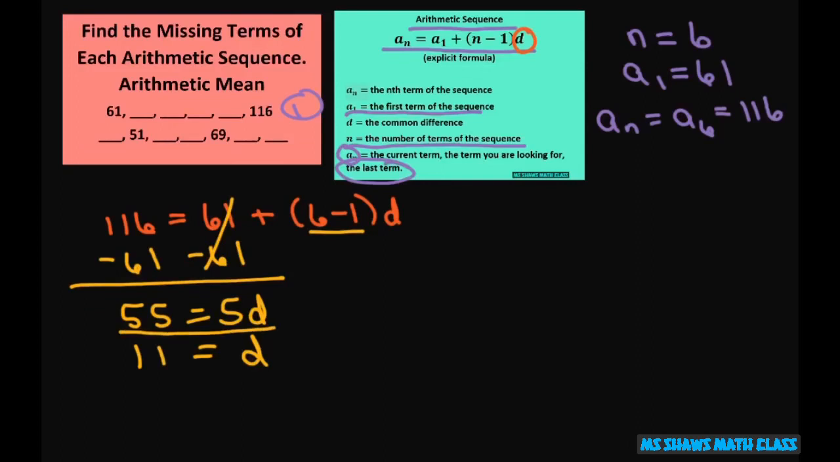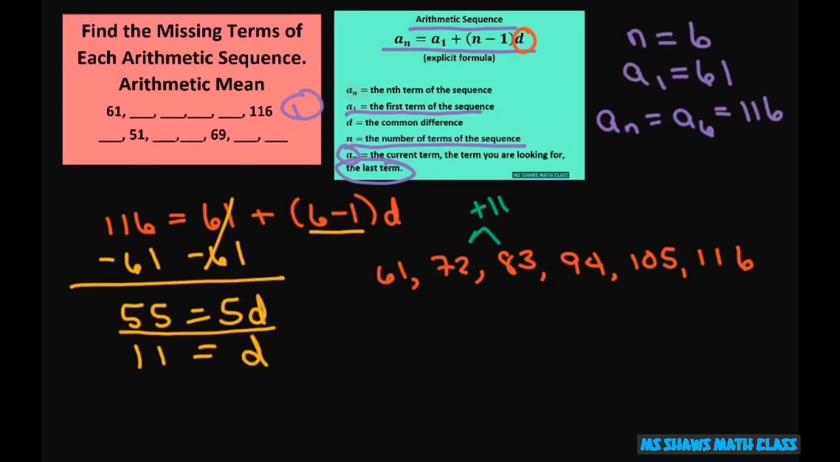All right, now let's just fill it in. So we have 61, and we're going to keep adding 11. So that's going to be 61, add 11, you get 72, then 83, then 94, then 105, and then 116. And that's it. So that's all we had to do, find our common difference, where we kept adding 11.